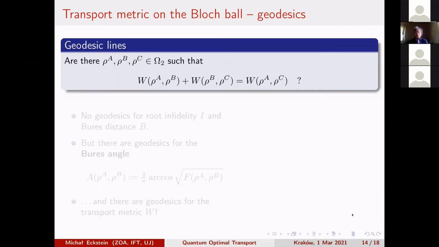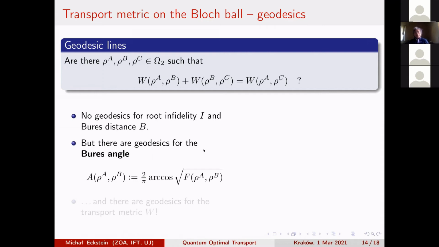All right, so another interesting question you can ask is, are there triples of states for which the triangle inequality is saturated? You can think of this as a kind of geodesic line, a line along which the distance is really the minimal one. Well, it is known that there are no geodesics for root infidelity and for Bures distance. But on the other hand, it is known that there are such lines of triplets for the Bures angle. The Bures angle is, again, something derived from fidelity with the arc cos.